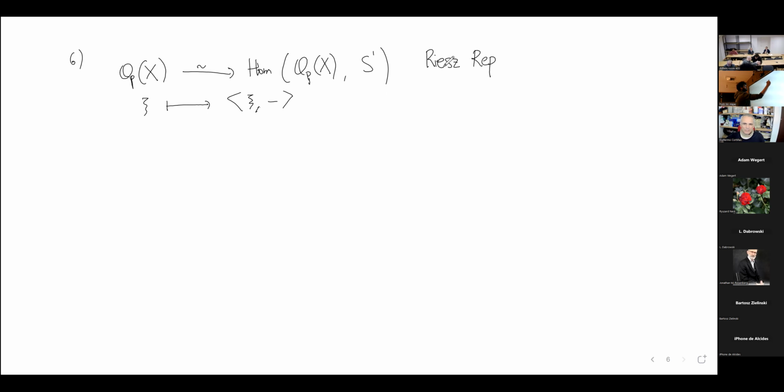Embedding this R mod Z, which is the same as S1. Okay, makes sense. Thank you.